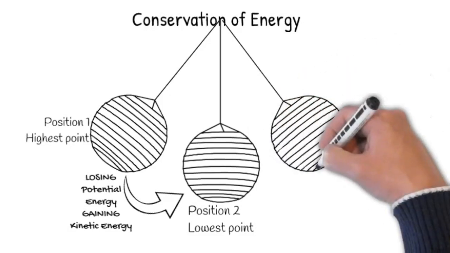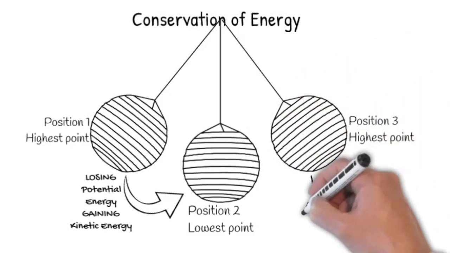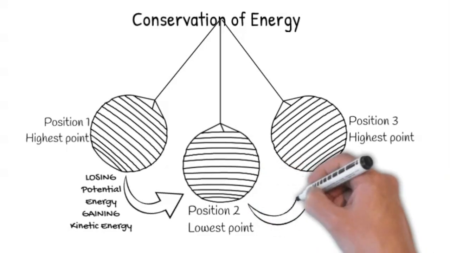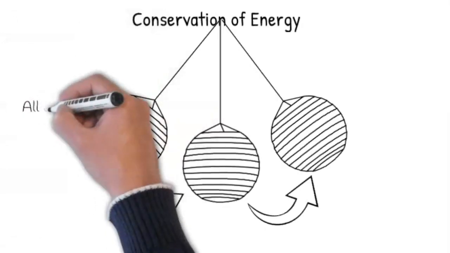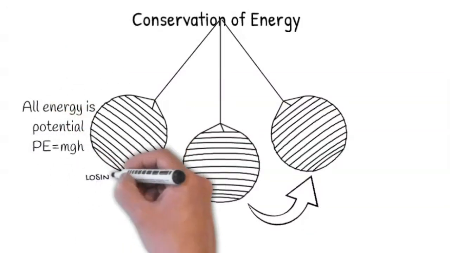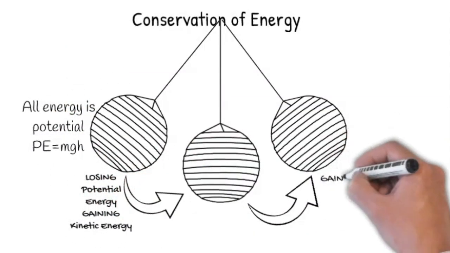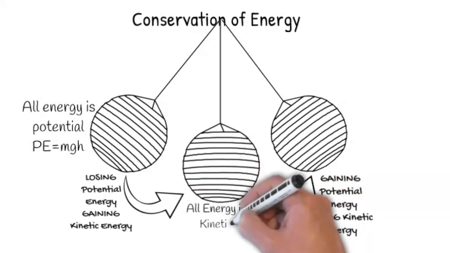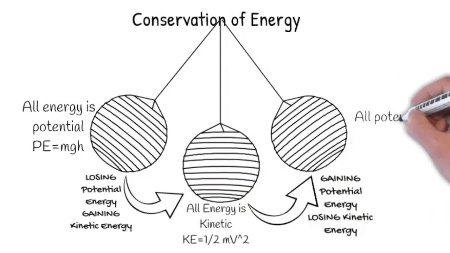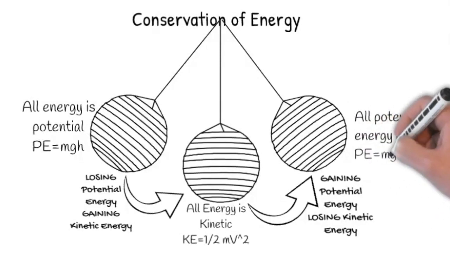Then as it swings up, it's gaining height, so it's gaining potential energy, and losing speed as it slows to a stop and gets to its highest point. At its beginning raised position, all of the energy is gravitational potential. When it reaches the lowest point, it's all kinetic energy, and then as it swings up the other side, it goes all back to potential again.